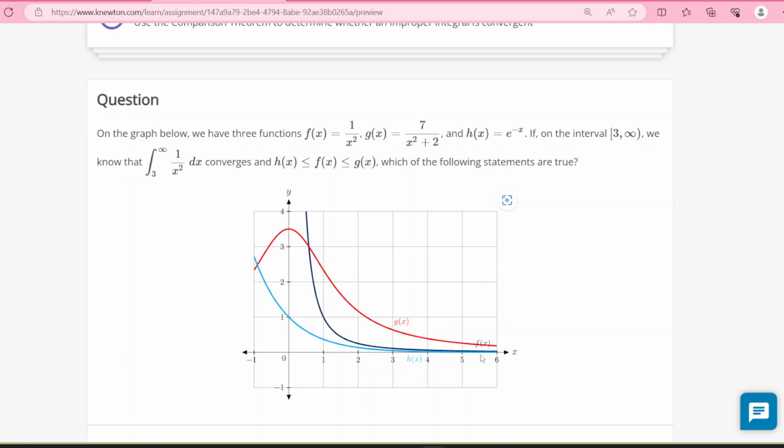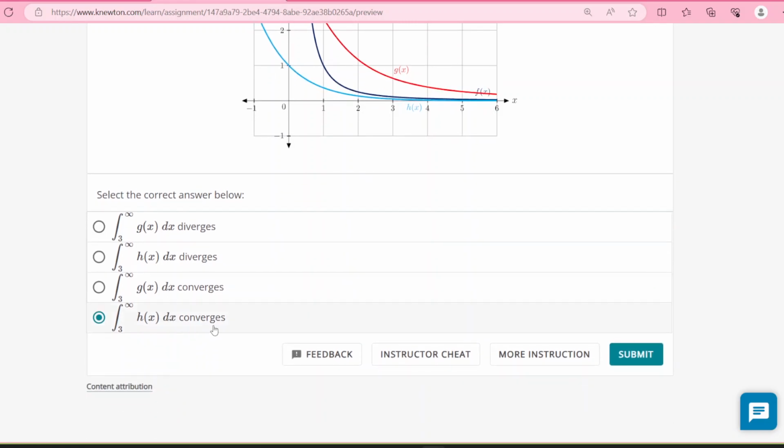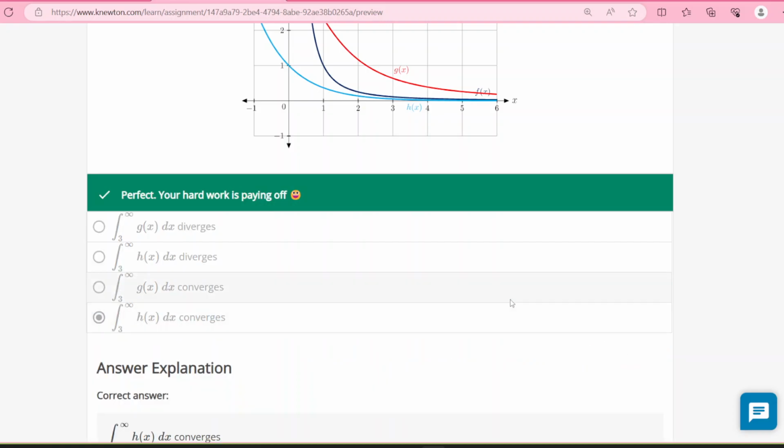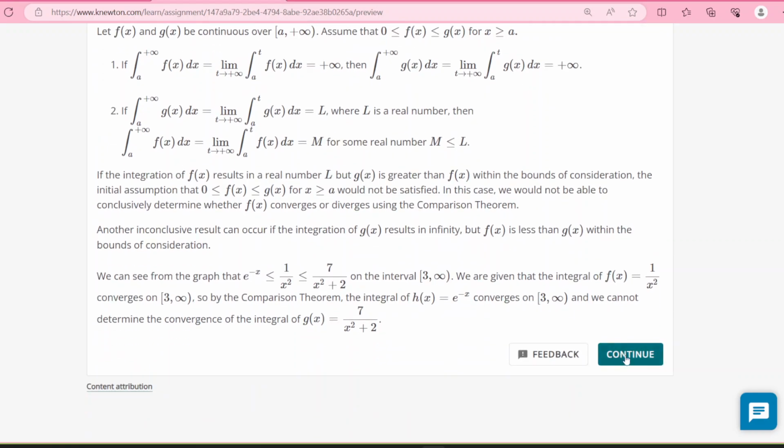So if the area under f converges, only smaller functions we would guarantee convergence. Anything larger, you'd have to do some other check or actually do the integral. So the only thing we can state out of this by using the comparison test is that the integral under the smaller function converges. The integral from 3 to infinity of h converges. And that's it. Great. All right, so again, hopefully this comparison theorem made sense and was easy to apply.